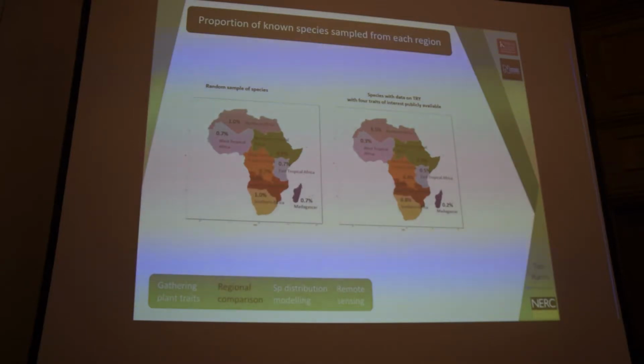So this sample of species from the TRY database on the right is definitely not a random sample. It contains different species from the sample that I took from taxonomic literature. And as hoped, on the left, the geographic distribution of random samples is broadly representative of species richness, so I've got between 0.7 and 1% of known species from those regions. Whereas from the TRY database, you get a much broader range, from 0.2% to 6.5%. And the dominance of European species within that database means you get far more information about the traits in Northern Africa.